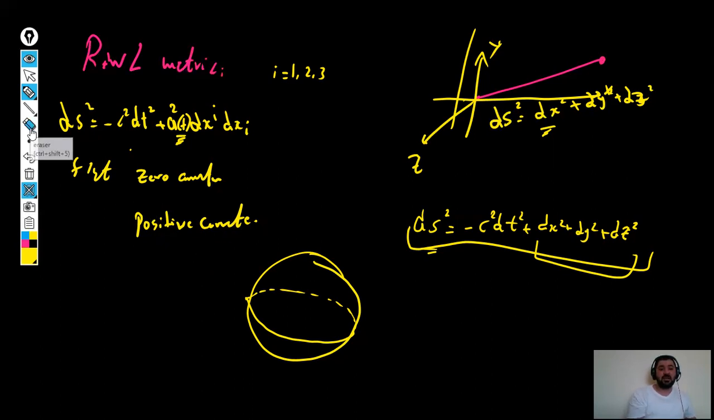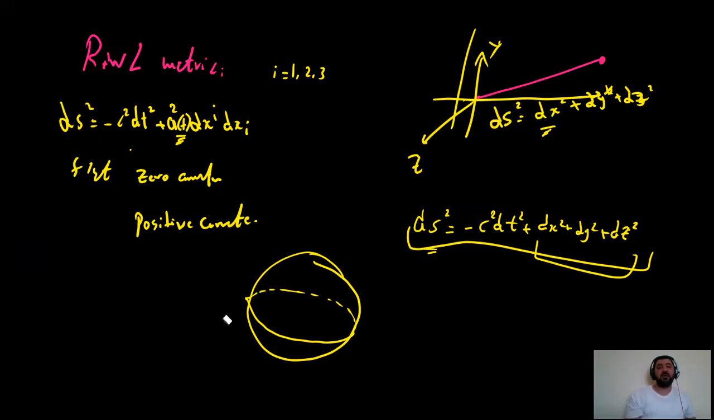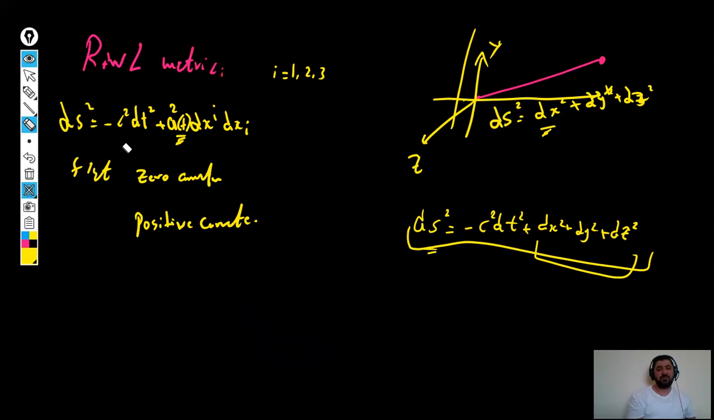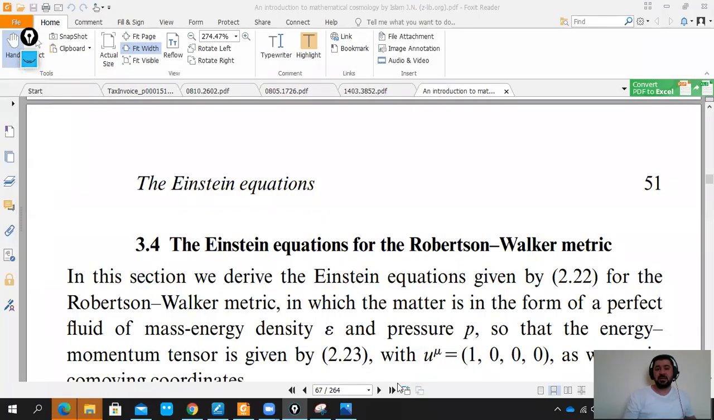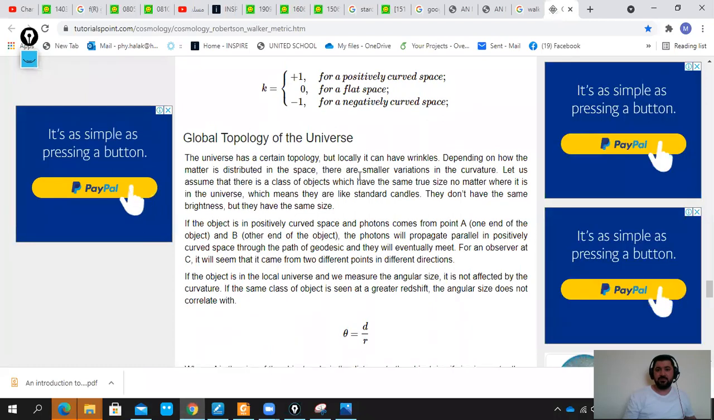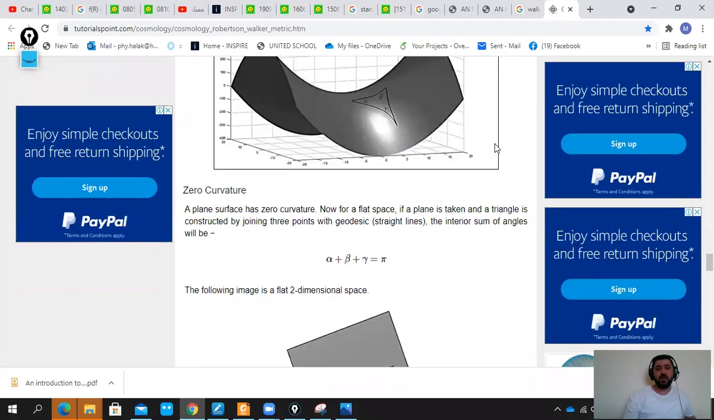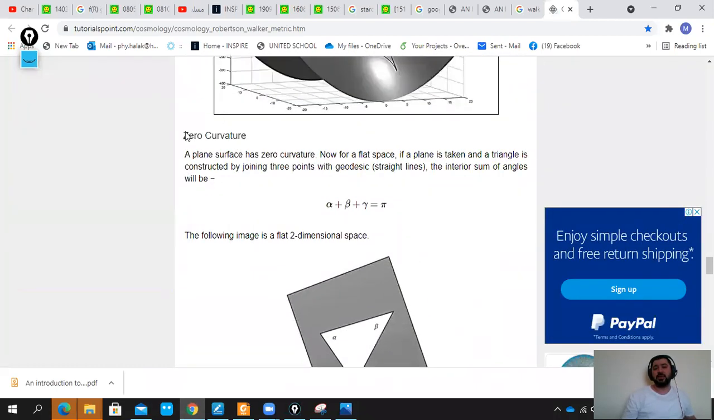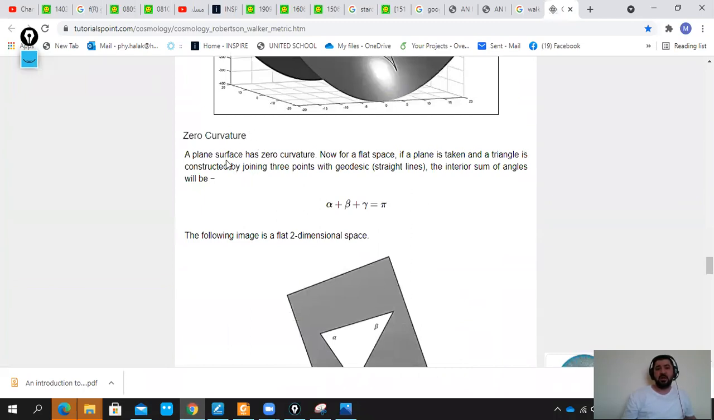Now there is also another geometry, with negative curvature. The negative curvature seems like a saddle. See the saddle. I prepared something here, I think it will be helpful. This one is the first geometry, which is called zero curvature. A plane surface has zero curvature.